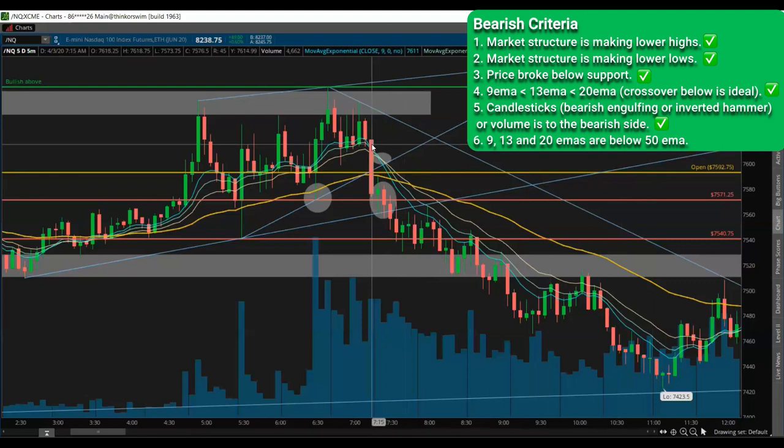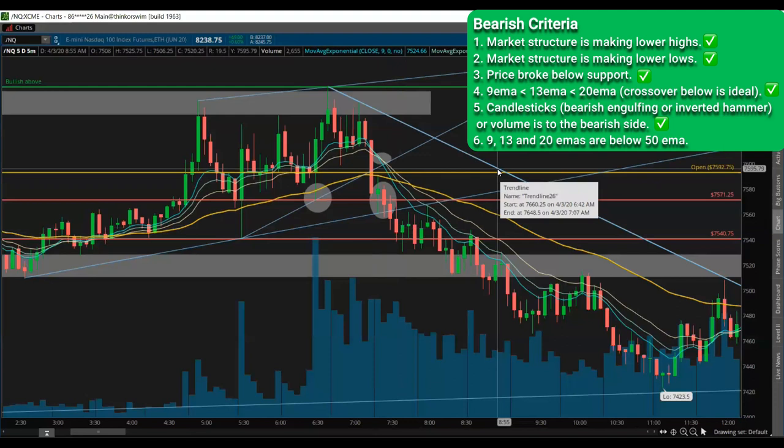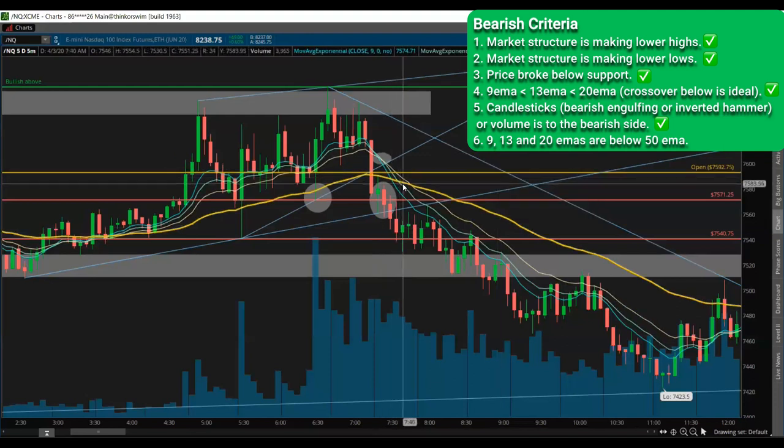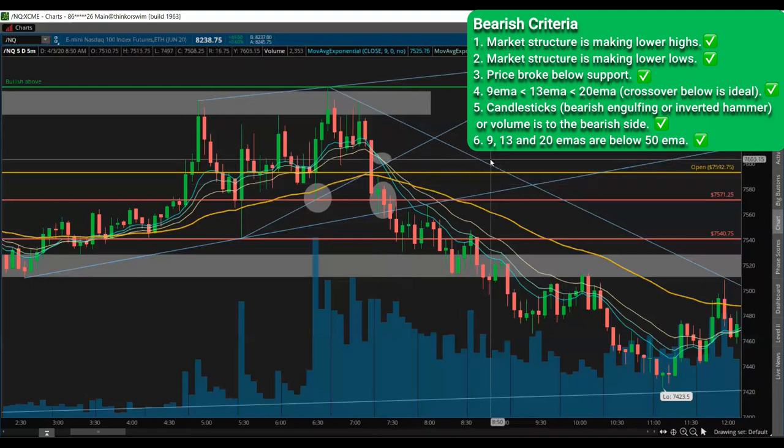In this case, this big candle here was more than enough to consider taking a short, because look how much volume was on it and how big a candle that was, how it broke through that support. Then you can start seeing we make lower lows and lower highs right down to this support. At this point, we also had the EMAs crossing below the 50 EMA. So all our conditions are met at this point. Okay, so let me clean up this chart a little bit.